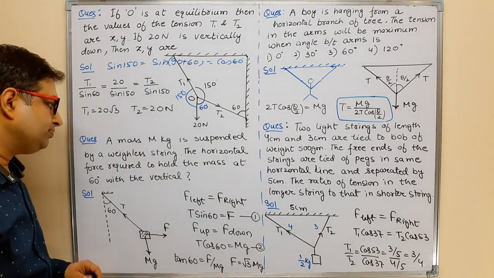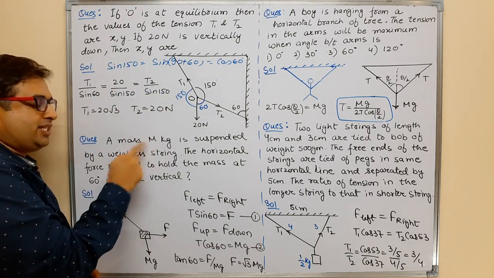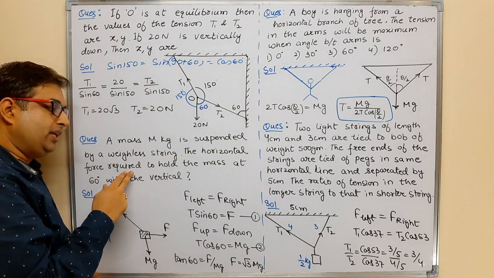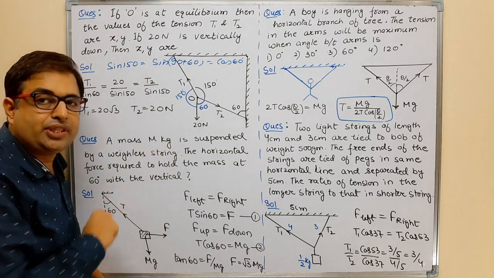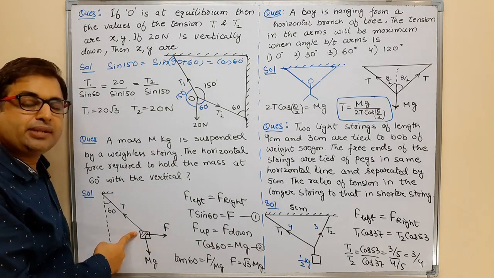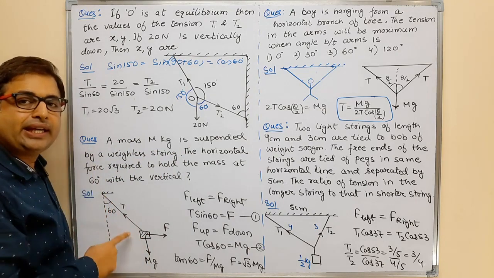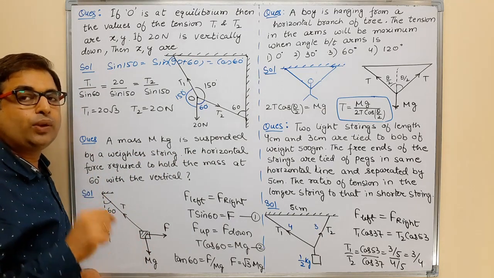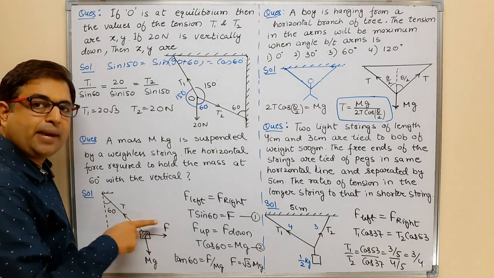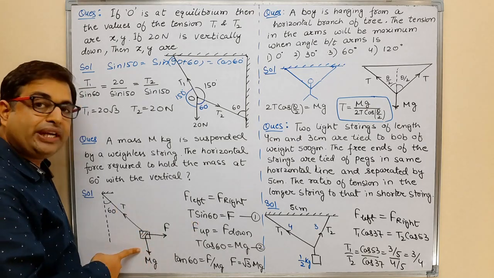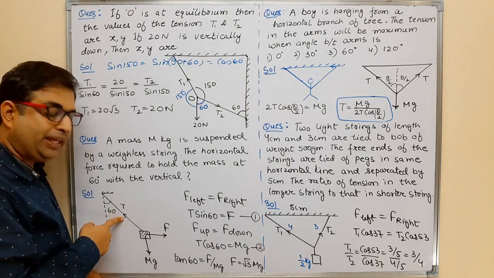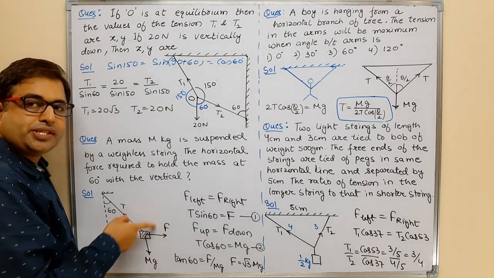Right? Next problem. A mass m kg is suspended by a weightless string. The horizontal force required to hold the mass at 60 degree with the vertical. So we are using some external force to pull this m kg mass and we are holding it at 60 degree angle, means equilibrium condition. So there are three forces on this block. One is the force applied by us. Second is the weight that is acting in downward direction. And the third is the tension force that will develop in the string due to these two forces.